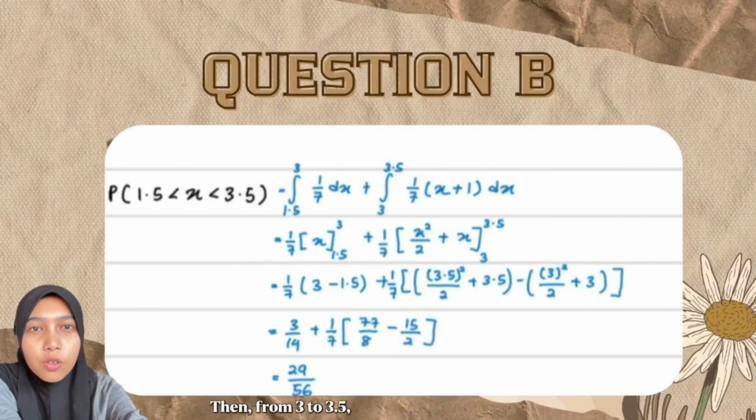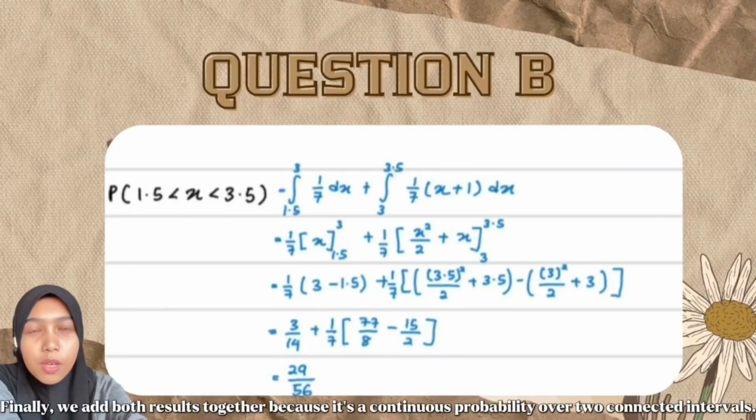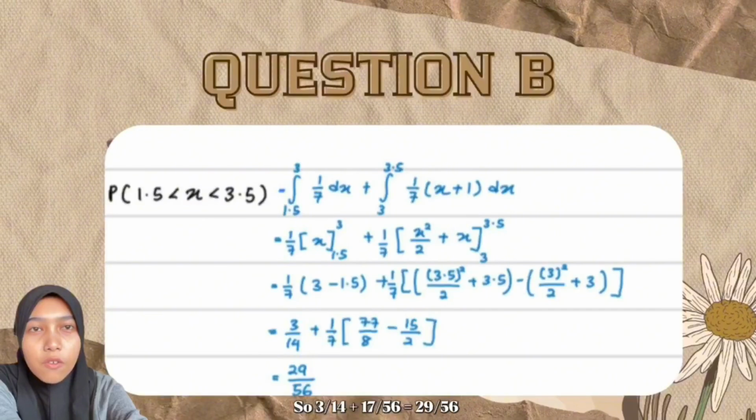Then from 3 to 3.5, the function is 1/7 multiplied by (x + 1) dx. So I integrate that and substitute the limits 3 to 3.5. After simplifying, the second part gives 70/56. Finally, we add both results together because it is a continuous probability over two connected intervals. So 3/14 plus 70/56 is equal to 29/56.